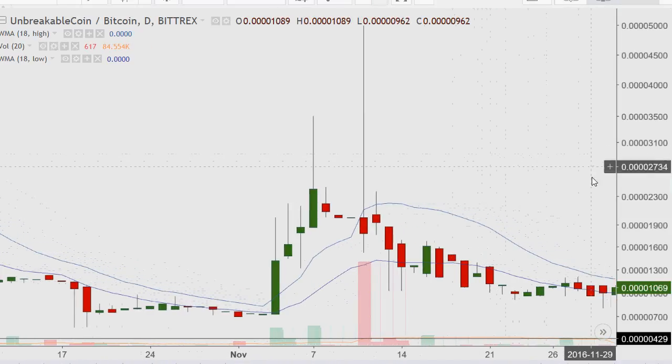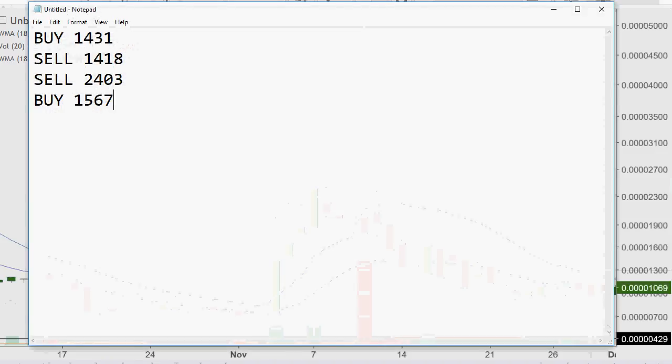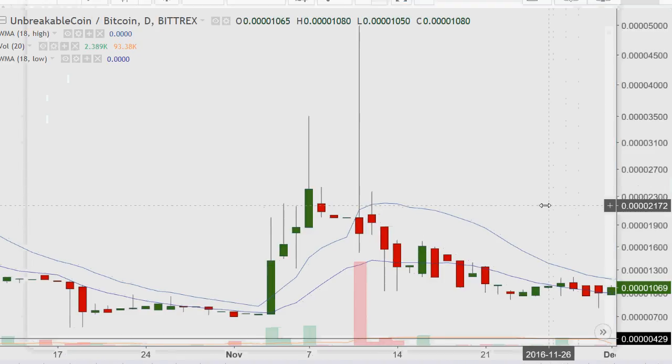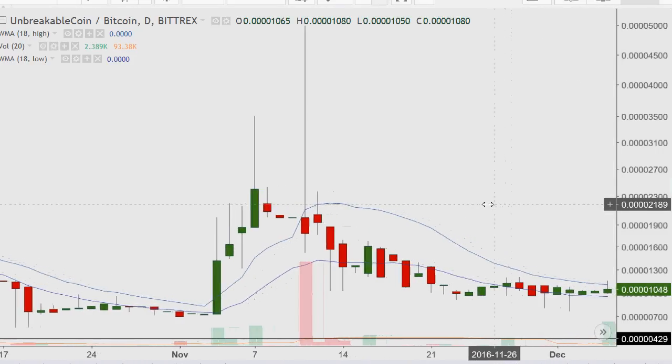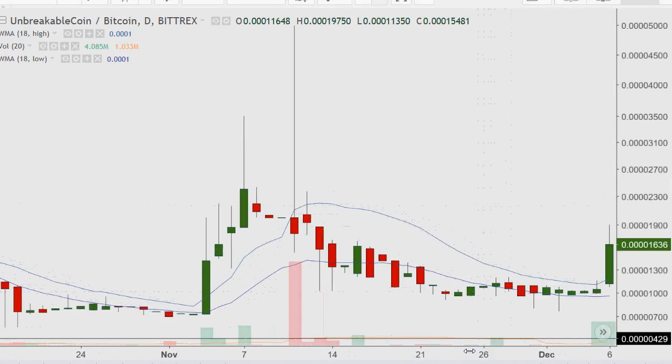If there's a nice break below, what was the previous sell before that? 1418. You could just say, you know what, I sold here. I said I was going to get back in cheaper. 1069. Let's do it. Okay, there we have it. So you see this day a break up to 1636.